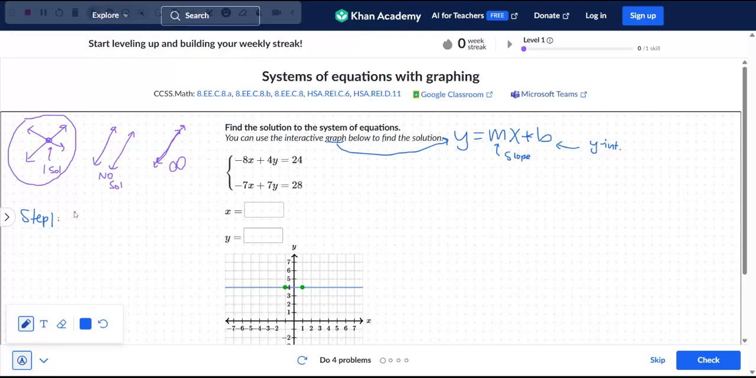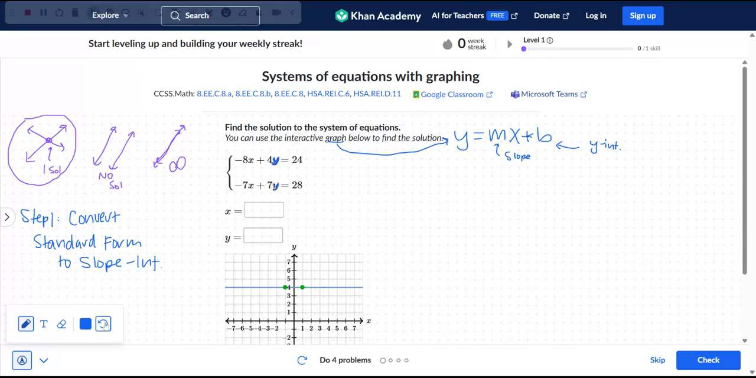So step one is to convert standard form to slope intercept form. All right, so what does that mean? We're just going to be isolating y. So we want to get y by itself, isolate y. Let's just do one at a time.